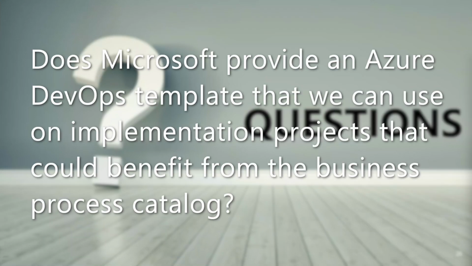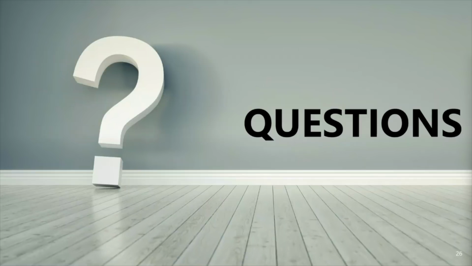Thank you. There was a question about whether Microsoft provides an Azure DevOps template that people can use on implementation projects that could benefit directly from this business process catalog. Great question. There is a version of this catalog that can be imported into Azure DevOps, and we've provided guidance and documentation on custom columns and things to include. We are planning to continue to publish more guidance around this, and we're trying to determine how we can publish a full template, the template that we use internally, without you having to manually set those things up.